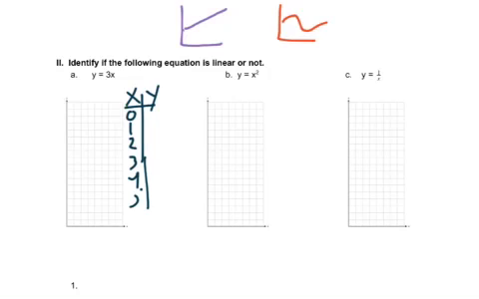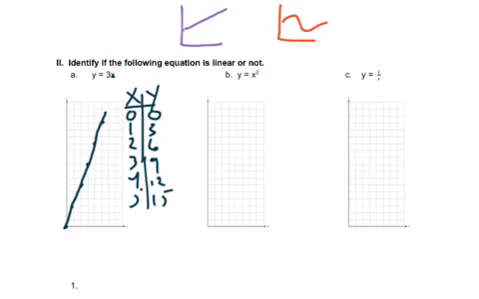So if x is 0, that would mean 3 times 0 is 0. If x is 1, 1 times 3 is 3. If x is 2, 3 times 2 is 6, 9, 12, 15. Okay, if I were to quickly draw this on the graph, so (0, 0), (1, 3), (2, 6), (3, 9), and you can see that in fact I do get a straight line.